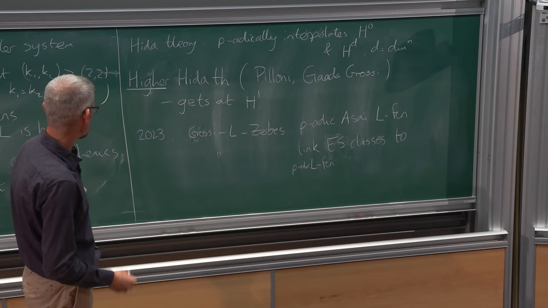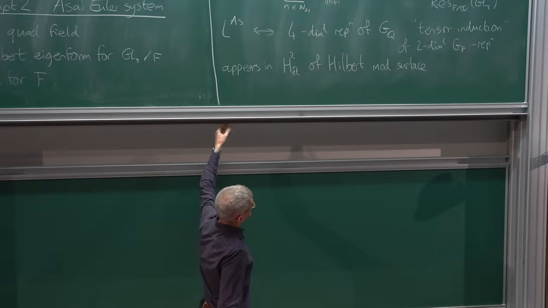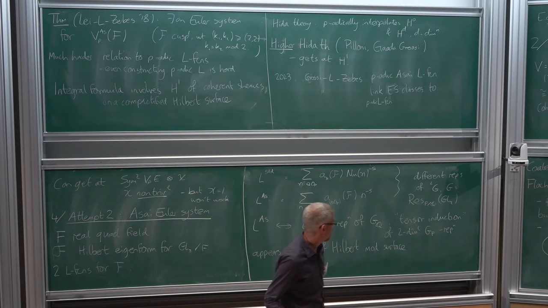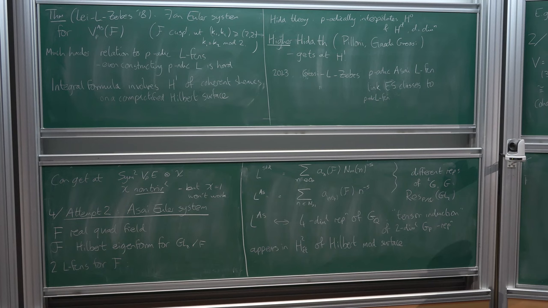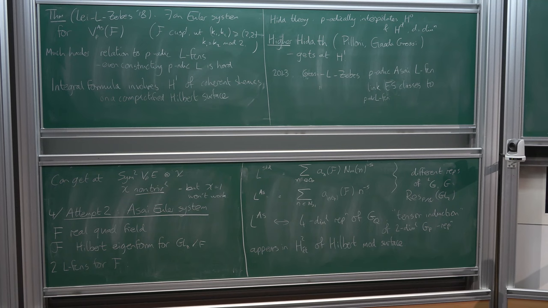So why am I telling you all this? We started out with symmetric squares, and now I've started talking about these Asai representations for Hilbert modular forms. And it turns out this is going to help us escape from this horrible trap about vanishing of parasitic extra Euler factors that we had on that board over there.